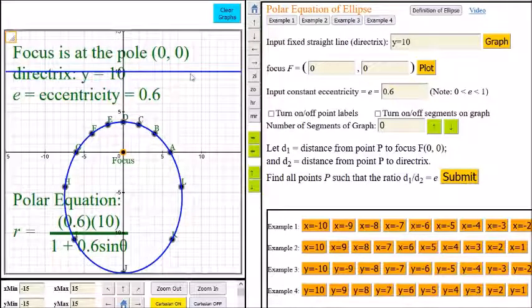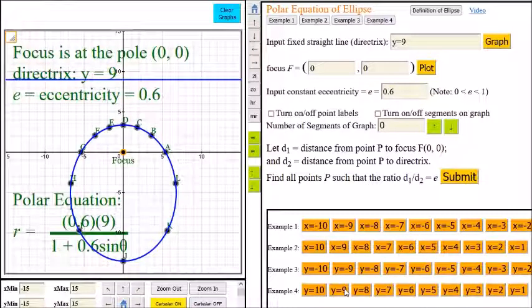And here we have the type where the directrix is above the pole. Here we have the directrix y equal to 10, and we're also using an eccentricity of 0.6. So the equation would be 0.6 times 10 divided by 1 plus 0.6 times sine of theta.